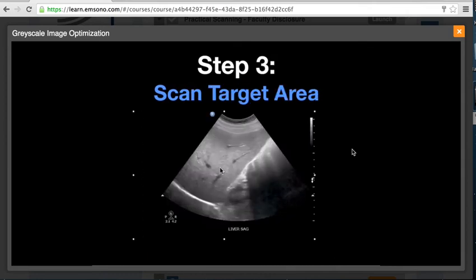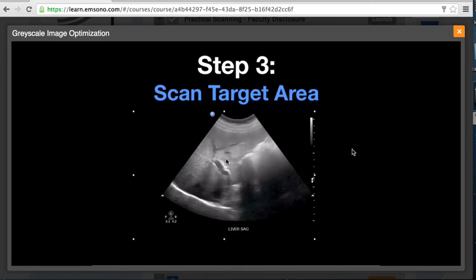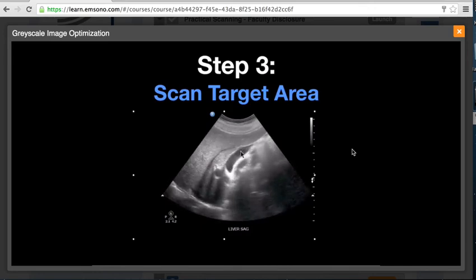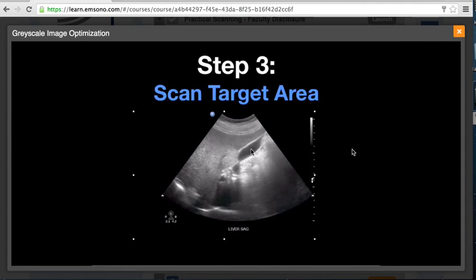Next, you're going to want to go ahead and scan through your target area. This is a patient that we were going to scan the gallbladder. So you can see here's the gallbladder in a sagittal plane, and we've basically gone through the liver and swept over until we found our target structure.